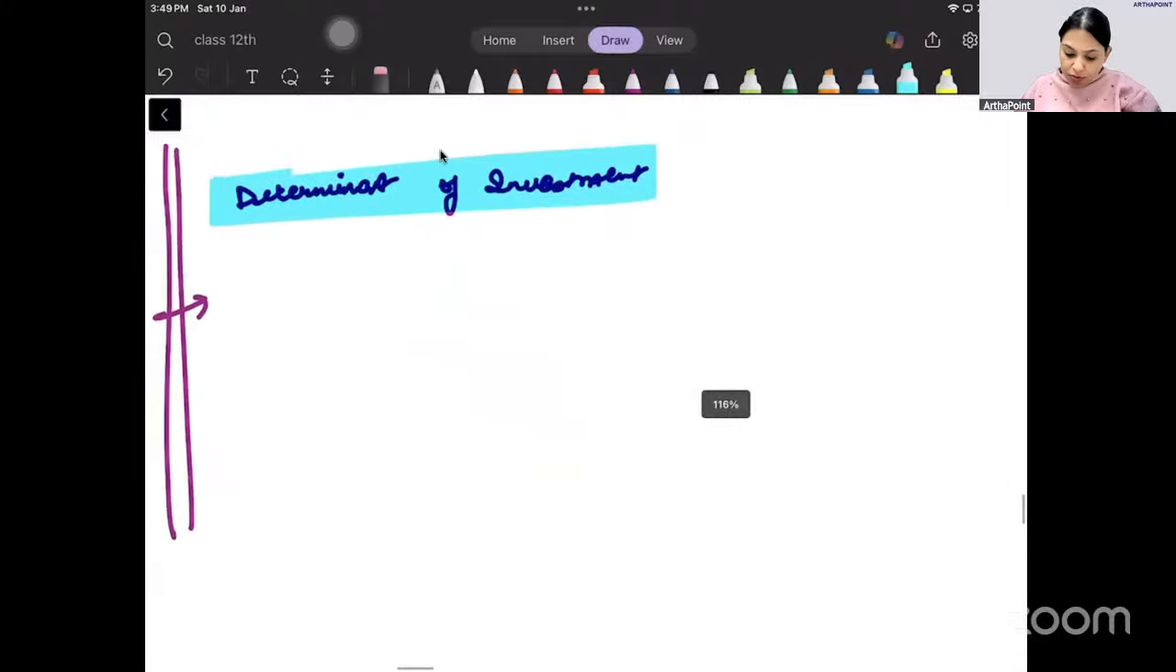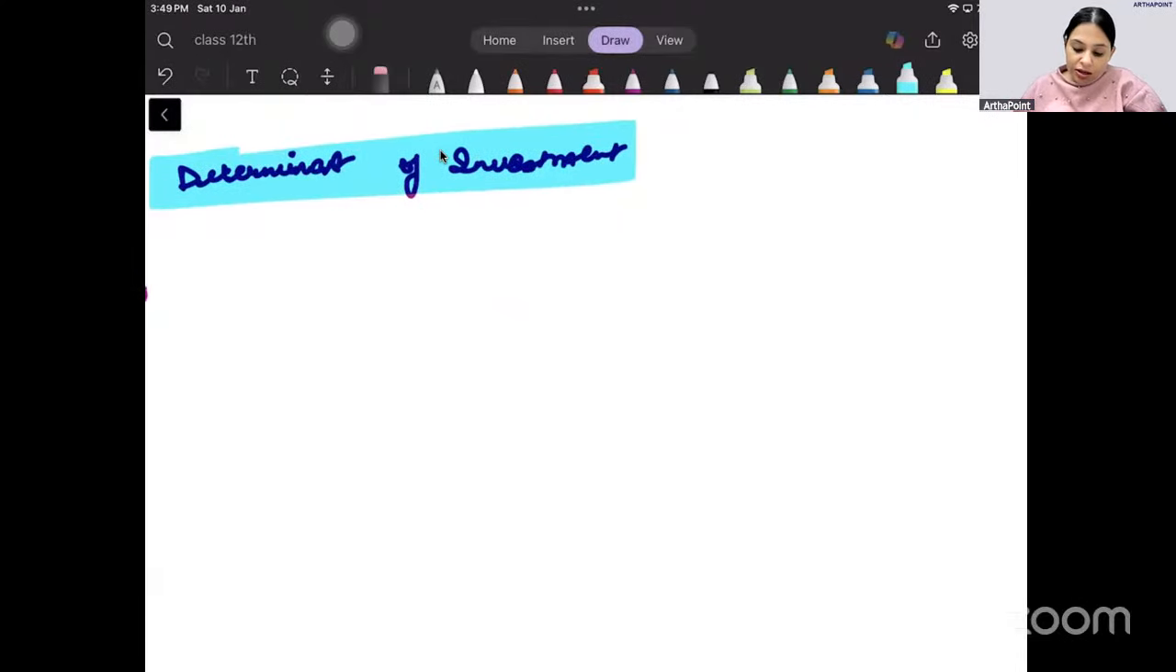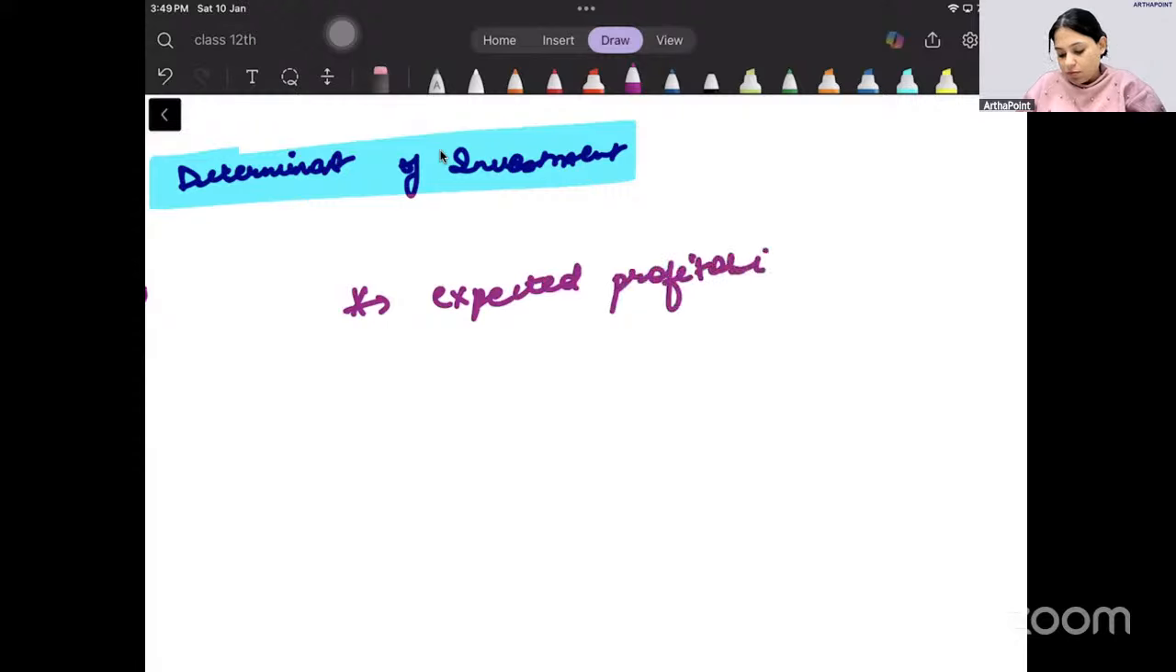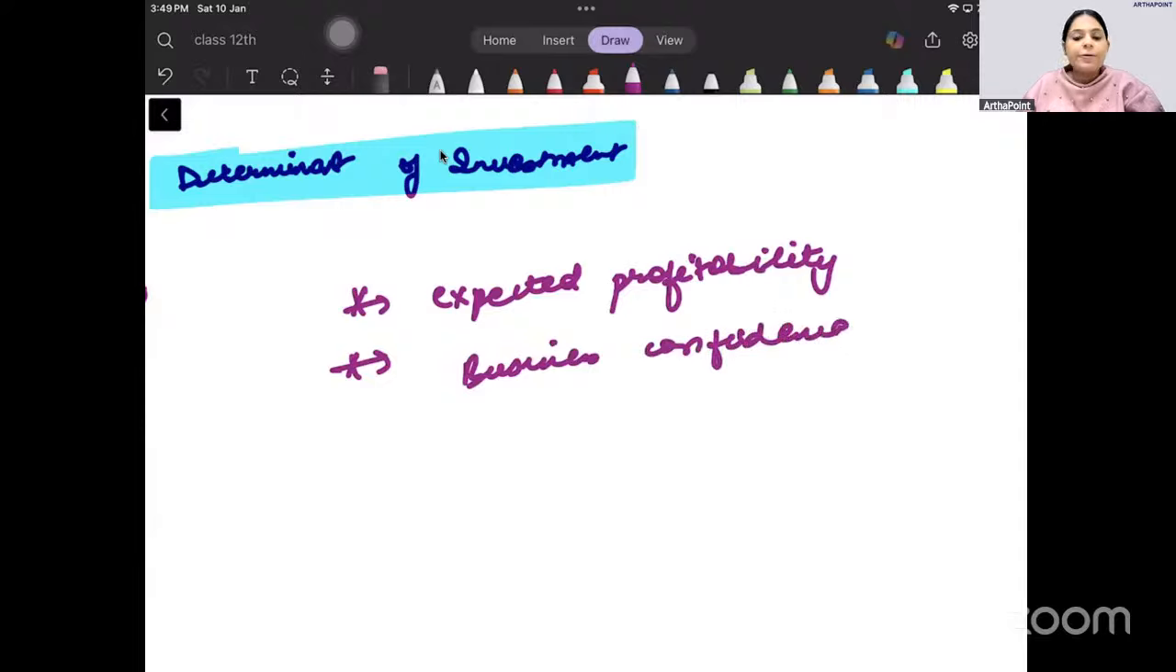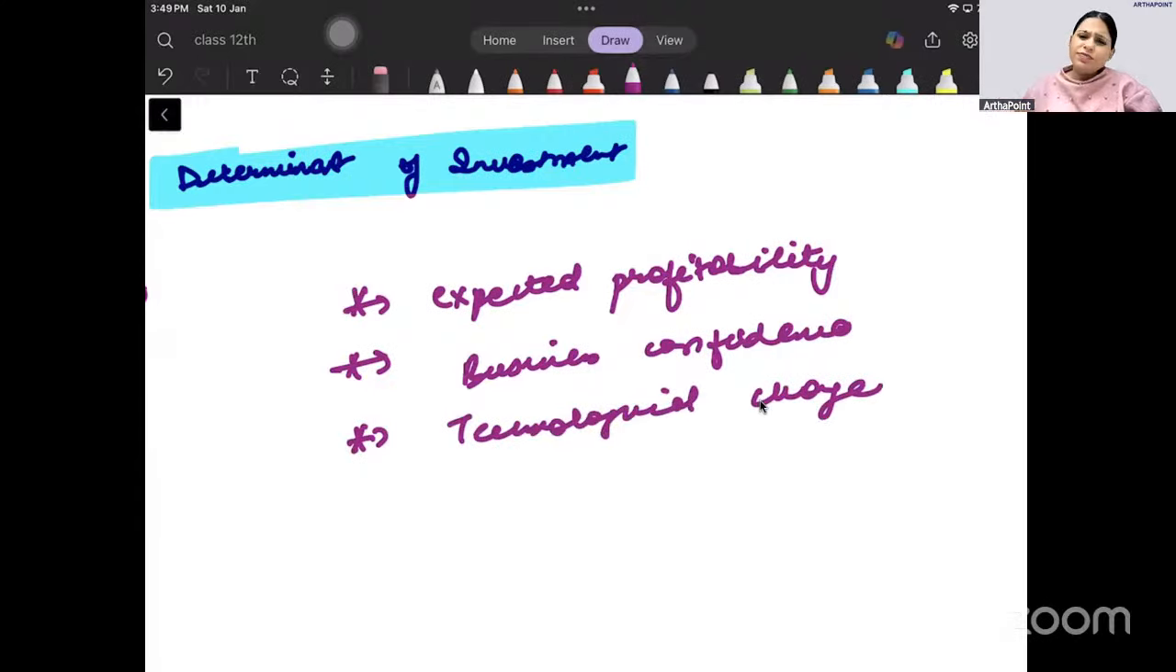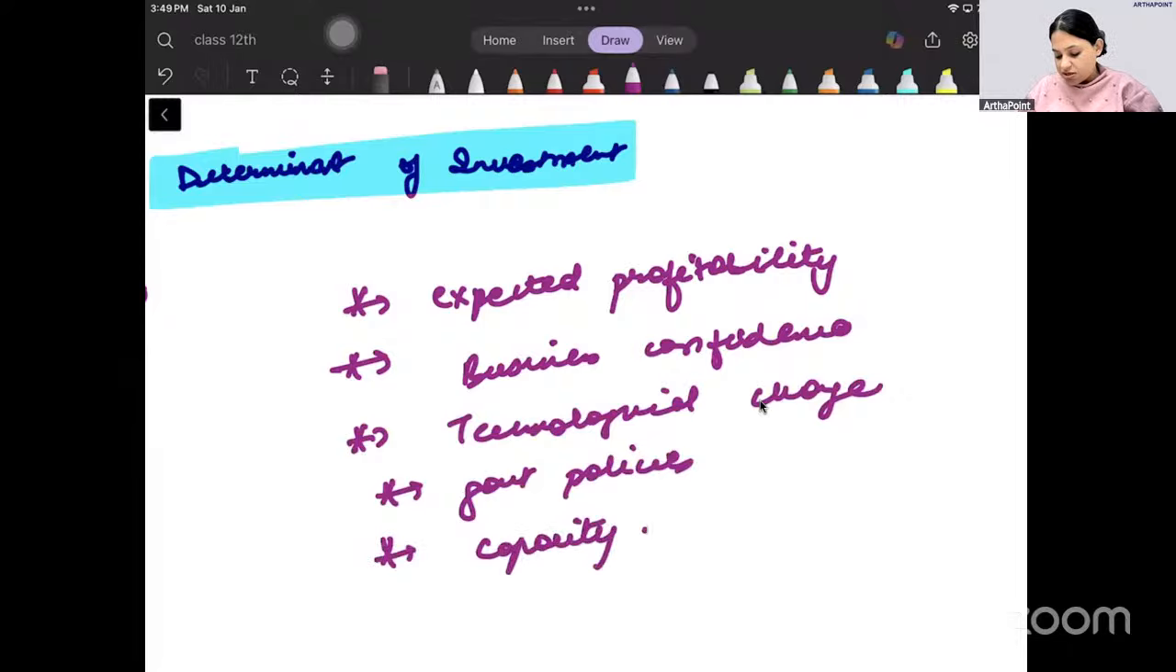So let's talk about the determinants of investment. The determinants of investment उसमें आ जाता है हमारा expected profitability. Then we have something called business confidence. ठीक है. Then we have something called technological change. ठीक है. फिर गवर्नमेंट पॉलिसीज. ठीक है. How much capacity you can use, capacity utilization.